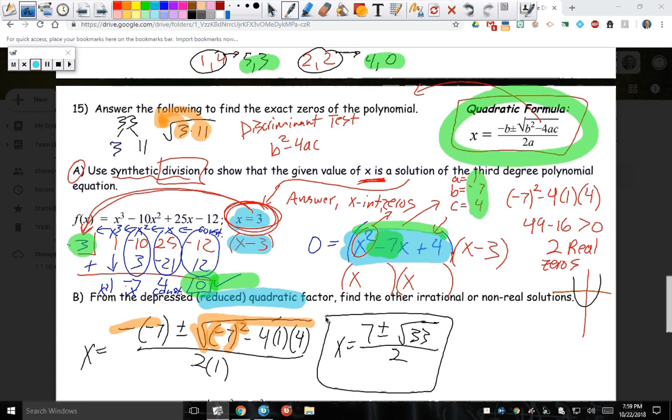So it says, from the depressed, find the other irrational or non-real solutions. Well, we have an irrational right here. If they were non-real, they would actually include the i piece right there. Like there would have been a square root of a negative over here that would have come out as an i, but that's not the case here. We just have the irrational factor form.